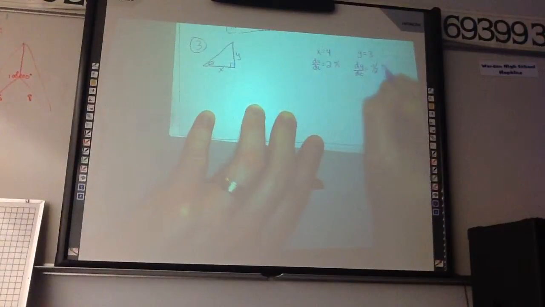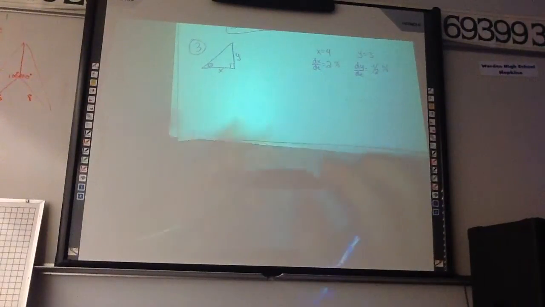We're going to have to use sine and cosine. X equals 4, dx/dt is 2, y equals 3, dy/dt is negative half. Ready? How fast is theta changing at that instant? So we're going to try to find d theta/dt. But before we do that, we better write an equation relating theta with x and y.